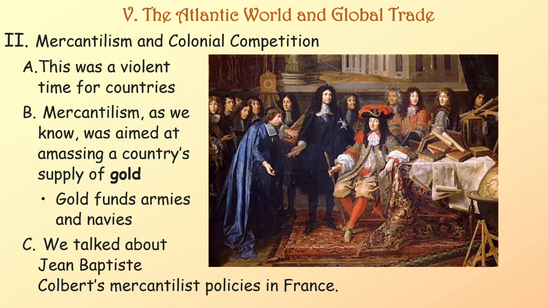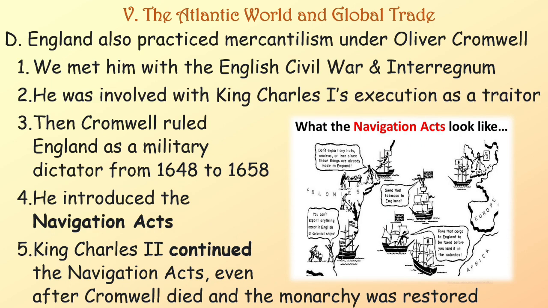Mercantilism, as we know, was aimed at amassing a country's supply of gold. Gold funds armies and navies. We've talked about Jean-Baptiste Colbert's mercantilist policies in France. England also practiced mercantilism under Oliver Cromwell. We met him with the English Civil War and the interregnum. He was involved with King Charles I's execution as a traitor, and then Cromwell ruled England as a military dictator, basically from 1648 to 1658, and he introduced the Navigation Acts.